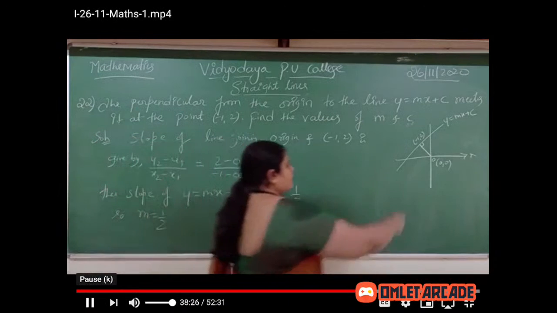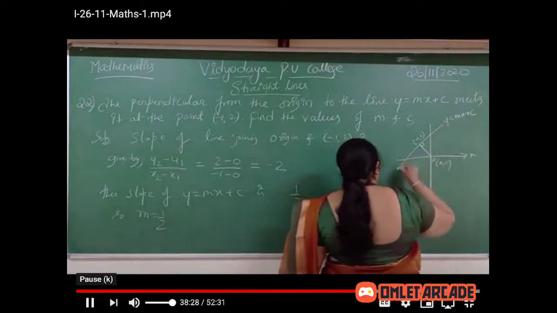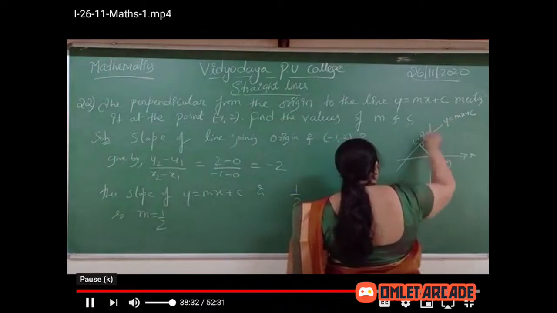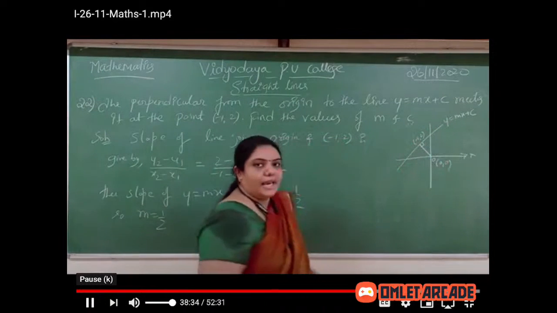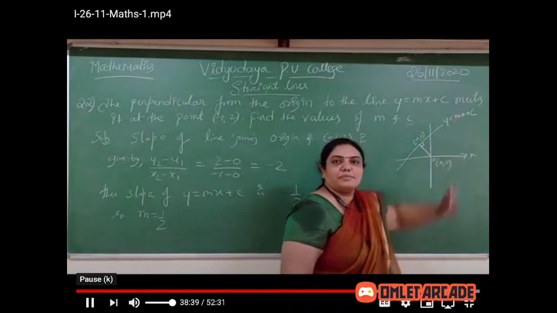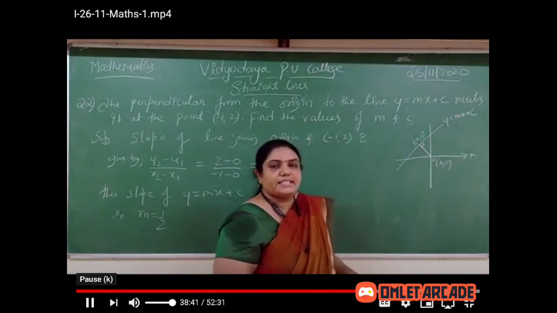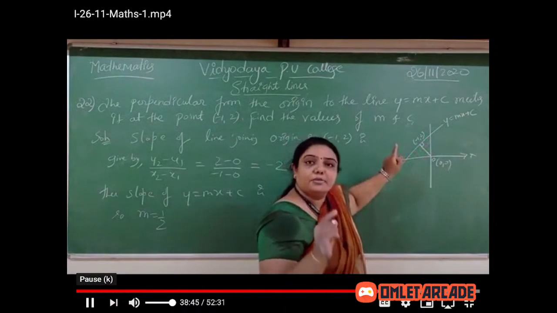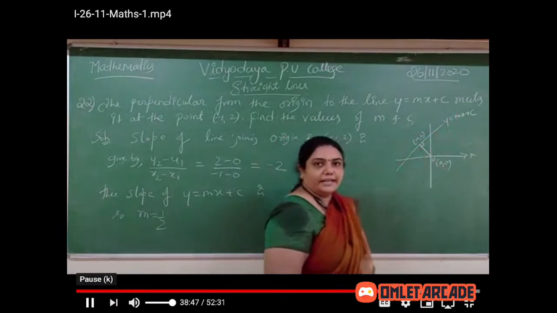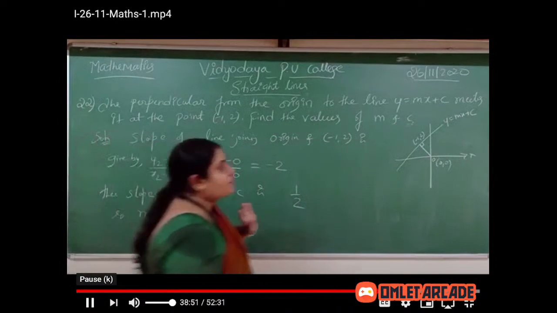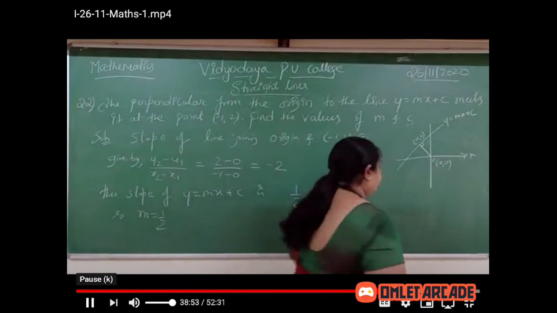Now, this point is on this line, isn't it? Minus 1 comma 2 is actually a point on the line y is equal to mx plus c. Then can I say this point should satisfy y is equal to mx plus c? We already discussed this, isn't it? When any point on the line is given, then that point should satisfy the equation of the line. Since we have minus 1 comma 2, can I say it should satisfy the equation of the line?